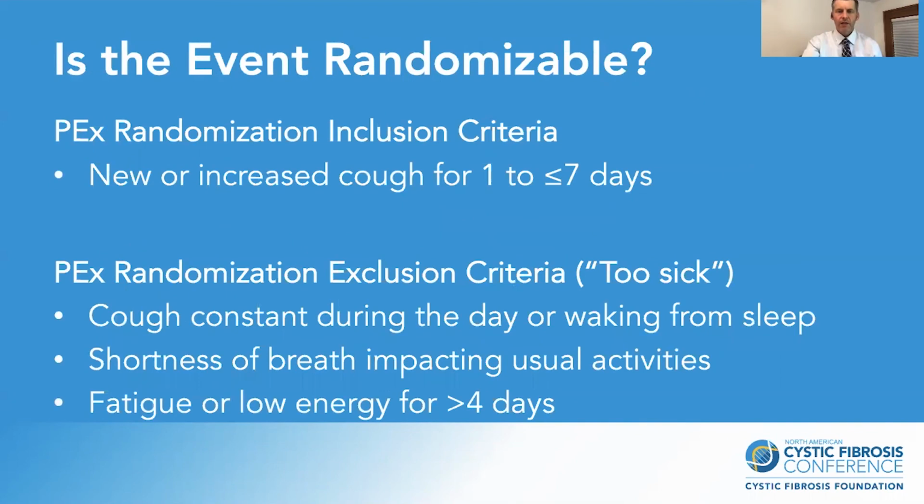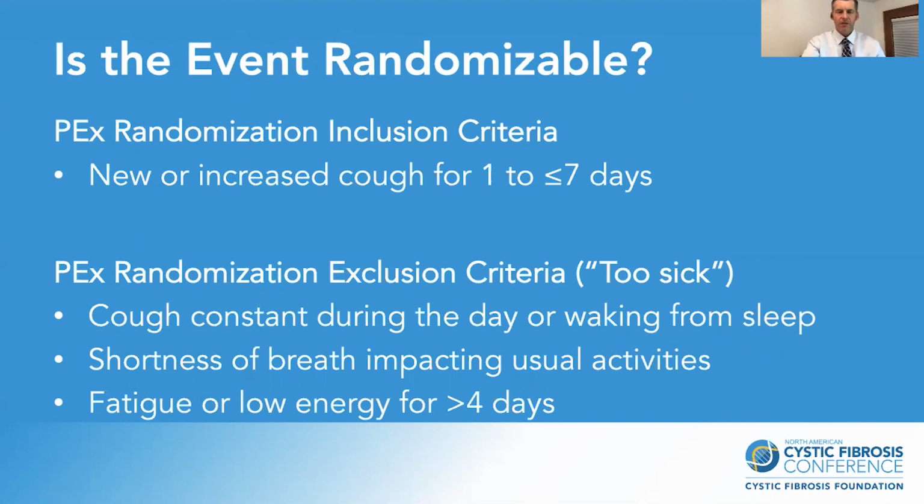So I think one of the key things we needed to figure out was, can we randomize an exacerbation, and what criteria determined that a patient is too sick to be randomized? We came up with these criteria based on feedback from parents of children with CF as well as CF providers. So an exacerbation may be randomized if there's been a new cough for between 1 and up to 7 days.